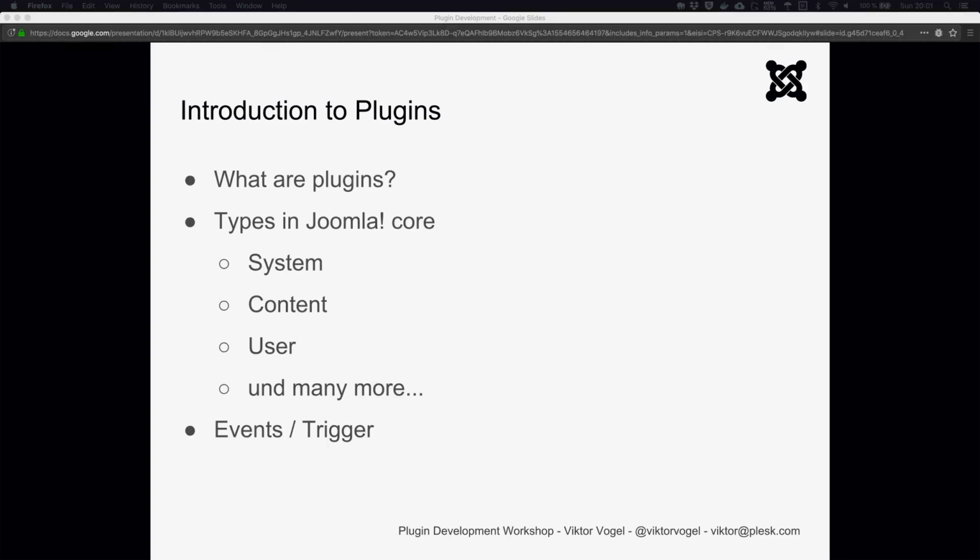If the Joomla application is executed, then the system plugins are always triggered. So if you have to write something that should be called on each request, you should write a system plugin. If you want to manipulate the content of your articles, so from the core component content, you would write a content plugin. In the live demo that we will do a little later, we will write a small content plugin, and I will show you how it works.